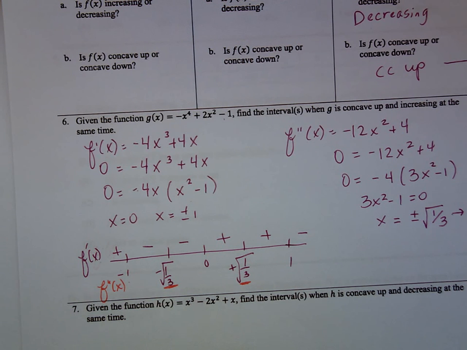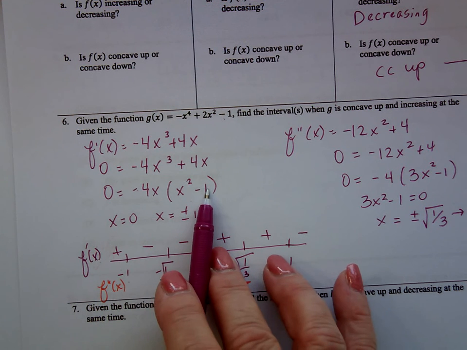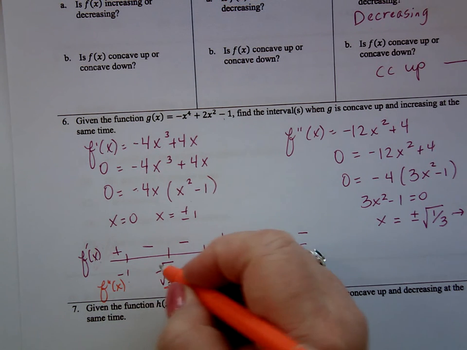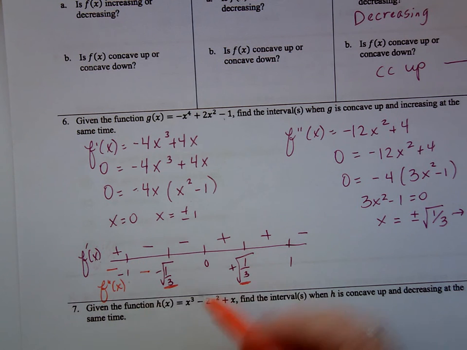So if I go to the left, I'm looking at negative 0.6. If I put a negative 0.6 in, and you can use your calculator to help you with that, it actually comes out to be a negative. So everything's negative to the left of that. If I put something in between there, then I can use the 0.5. That's going to actually be positive.